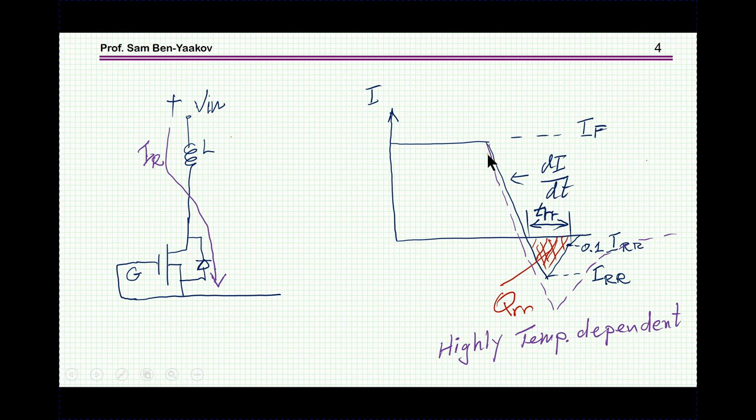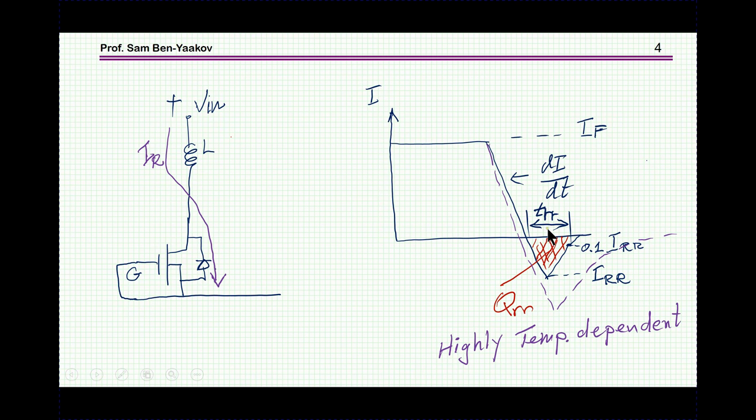Now, the peak and the area here are a function of the starting current, the slope, and highly dependent on temperature. So one has to really observe it and to see what are the operating conditions, the worst case of the operating condition, to make sure that he got the right parameters for the case that he's handling.